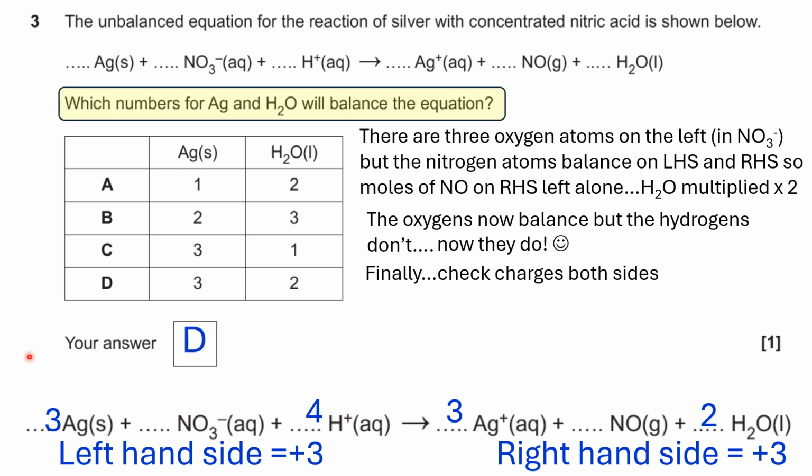So that now means that we're looking at which numbers for Ag and H2O will balance the equation. It's obviously going to be 3 Ags and 2 H2Os, which gives us answer D.